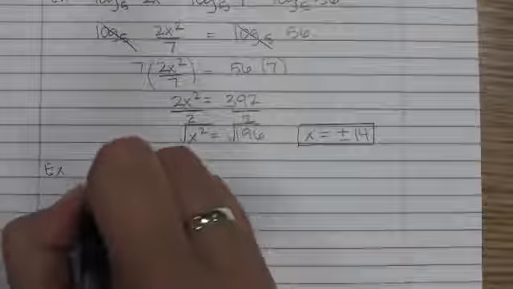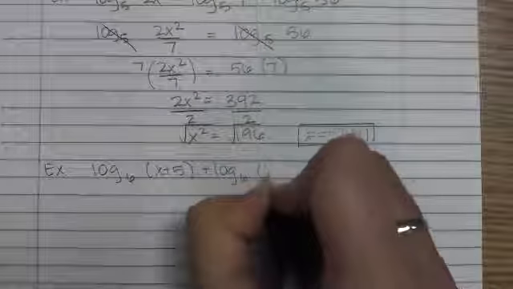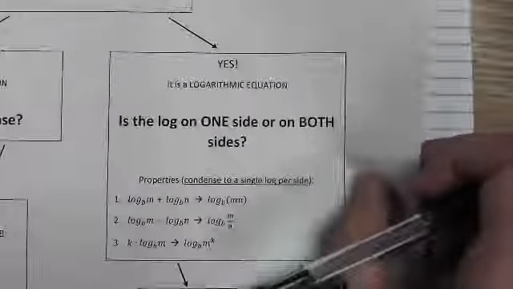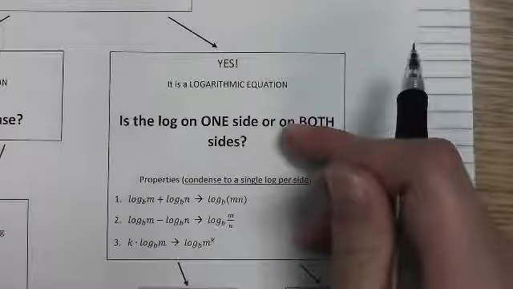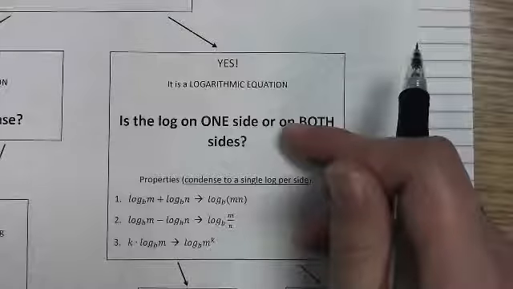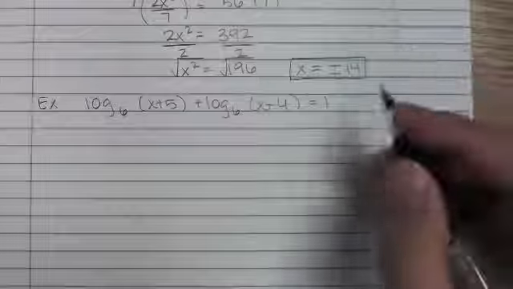Okay, for the next example, we're going to go ahead and write log base 6 of x plus 5 plus log base 6 of x plus 4 equals 1. So again, based off the flow chart, we're going to start in the exact same place. This is a logarithmic equation. We're going to start by condensing each side to make sure that there's only one log on each side.